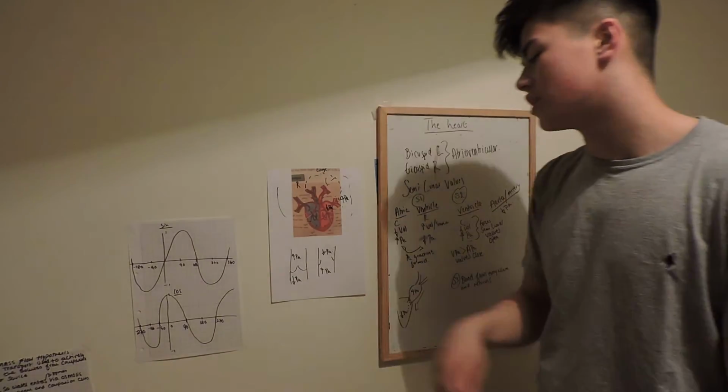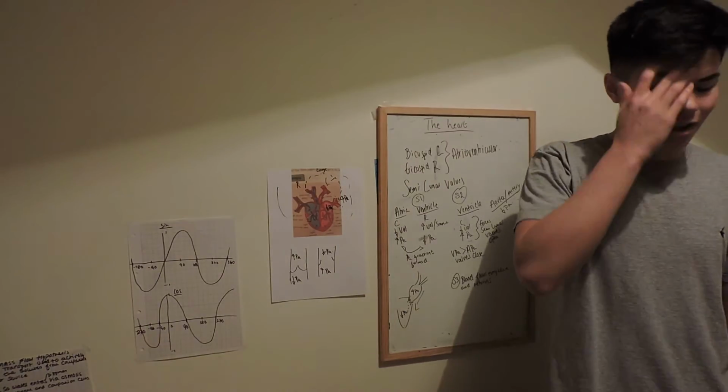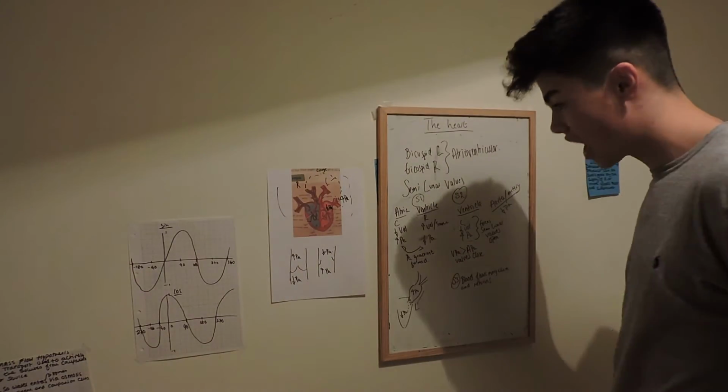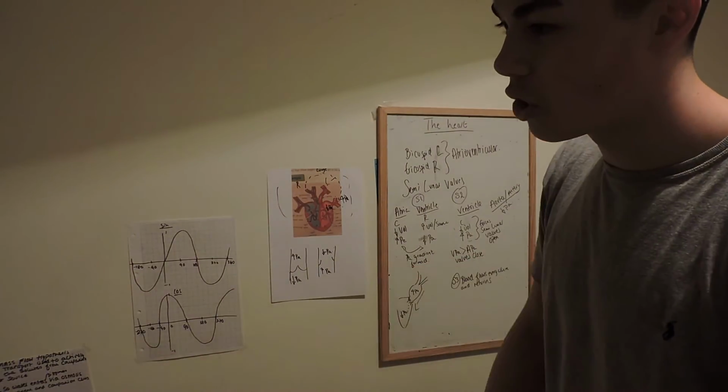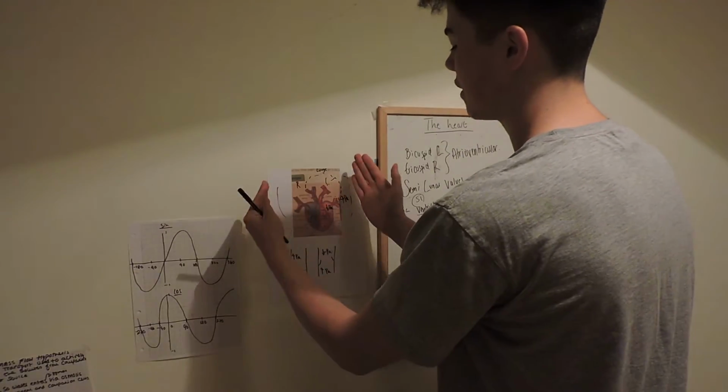So I'm going to talk about valves now and why we have valves. So valves, what they do is they stop the backflow of blood. And how they do it is this. Valves only open in one direction, so imagine this valve here only opens like that.